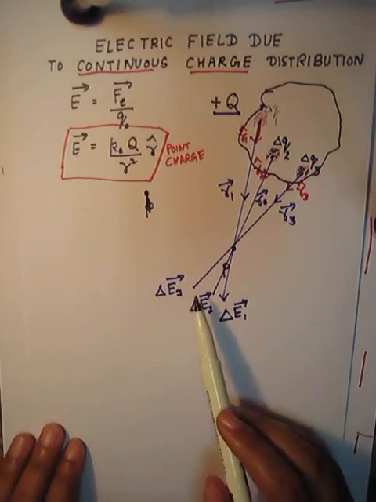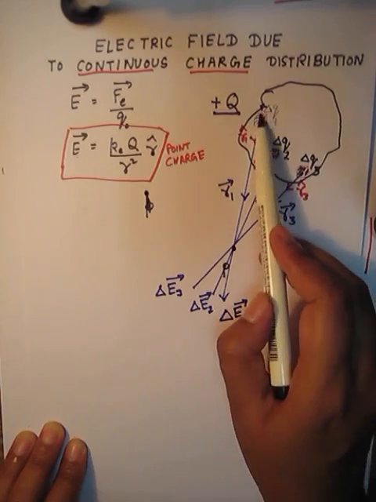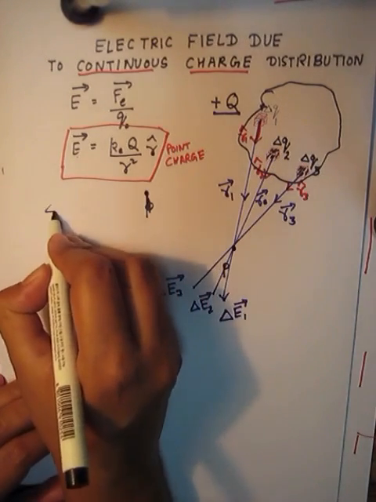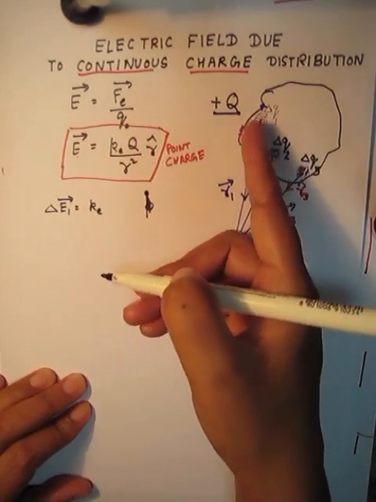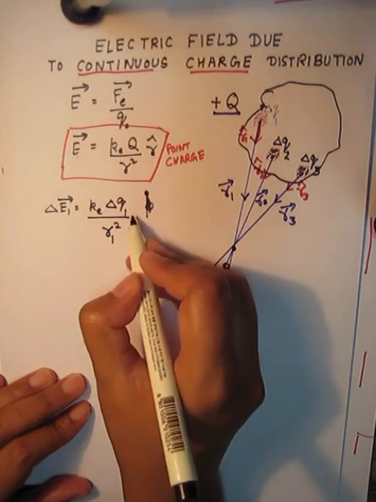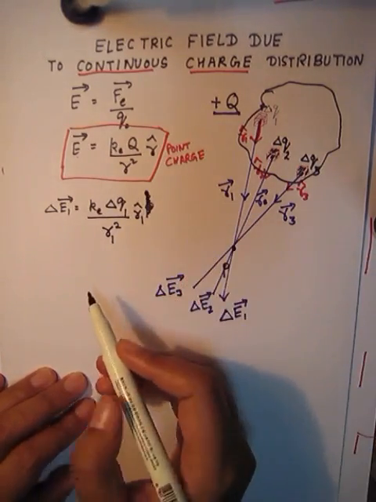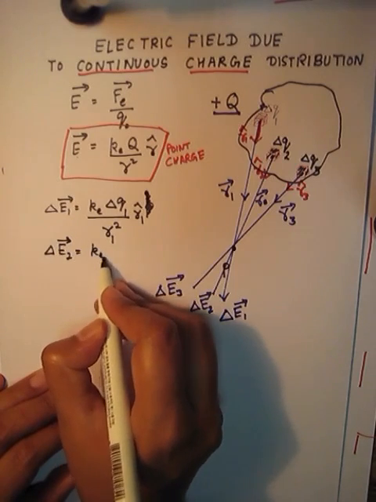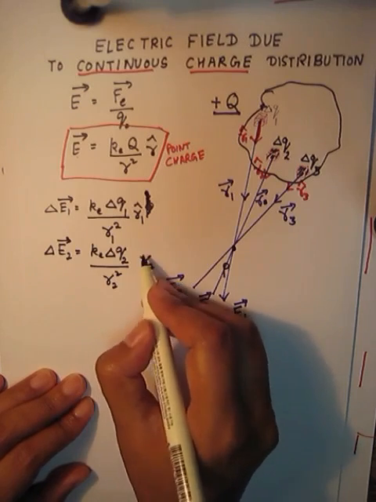Now if we have to find out these electric fields, we can use this formula because it is valid for point charge, and these small charges, they could be considered as point charges. So let us find out what will be the value of delta E1. So from here we can say that delta E1 vector will be KE into source. What is the source charge for first one? So it will be delta Q1 divided by R1 squared R1 unit vector. And delta E2 vector will be equal to KE delta Q2 divided by R2 square into R2 unit vector.